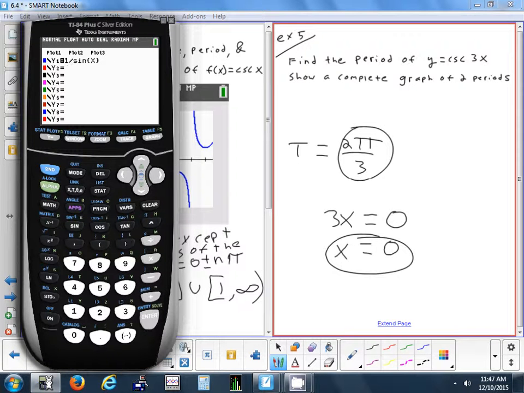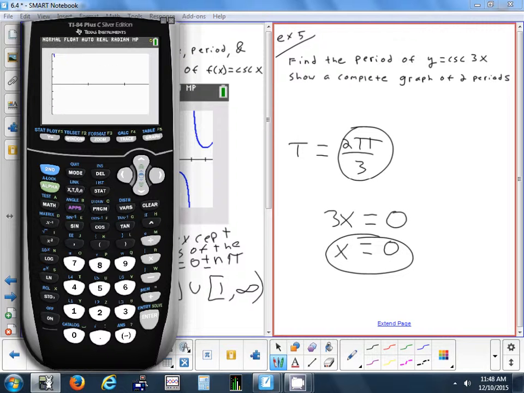Right, so let's adjust this. Okay, so x min, we could do 0. What about my x max? I want to show 2 periods. Donna? 4 pi over 3. Okay, if you went to 2 pi over 3, you'd show 1 period. Let's go to 4 pi over 3. So how many U-shapes should we see? Oh, 2. 2, and how many N-shapes? 2. So we should see 4 distinct shapes on the screen.